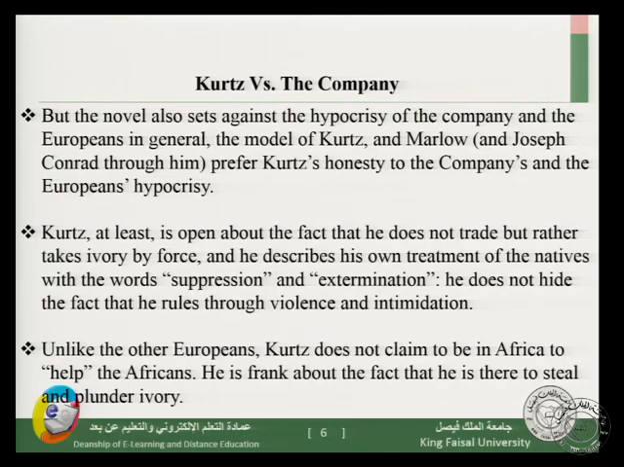We also have the relationship between Kurtz and the company. The novel sets the hypocrisy of the company and the Europeans in general against the model of Kurtz. And Marlow, and Joseph Conrad through him, in the end prefer Kurtz's honesty to the company's and the Europeans' hypocrisy. Kurtz, at least the novel tells us, is open about the fact that he does not trade.